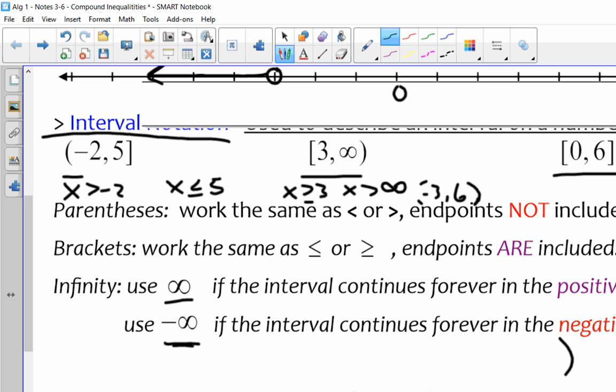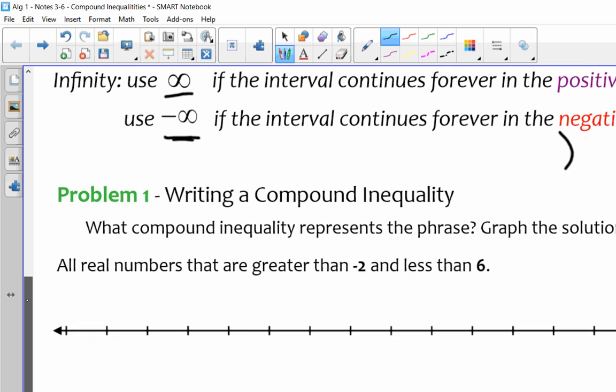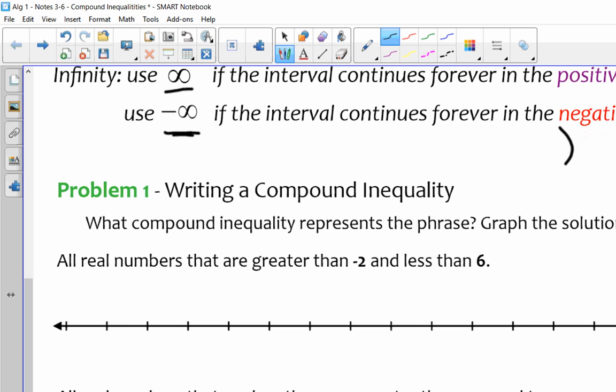So using brackets and parentheses is really important. Make sure you make the association between a bracket and being less than or equal to, or greater than or equal to. The parentheses go for just less than or just greater than. Parentheses go with open circles. Brackets go with closed circles. Here we go: all real numbers greater than or equal to -2.